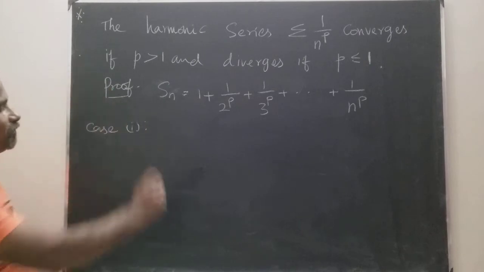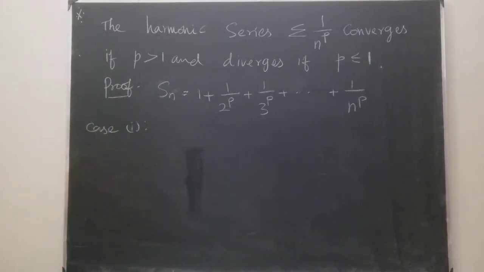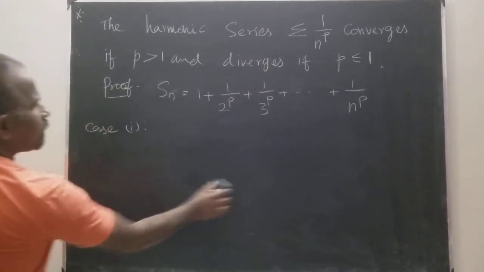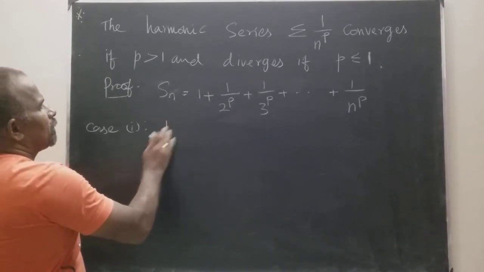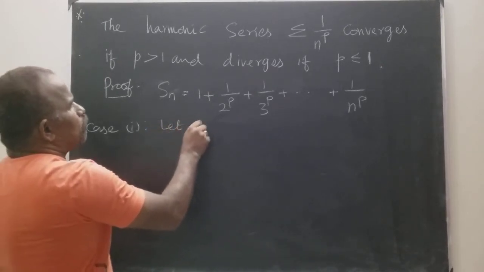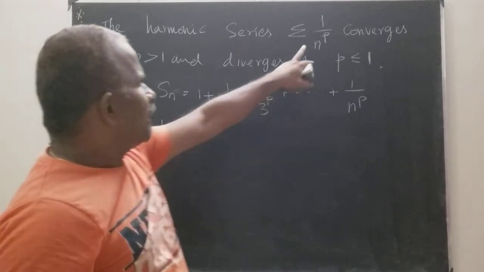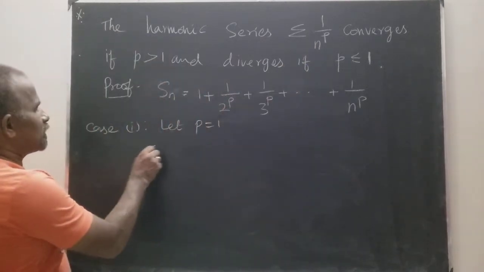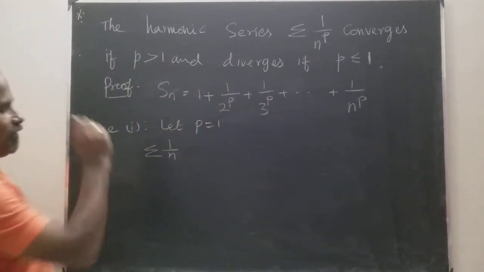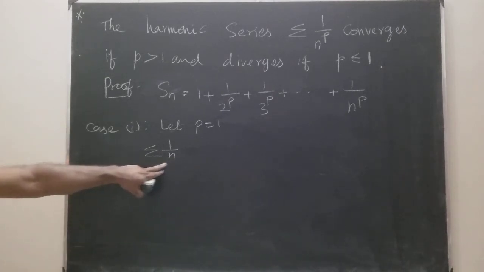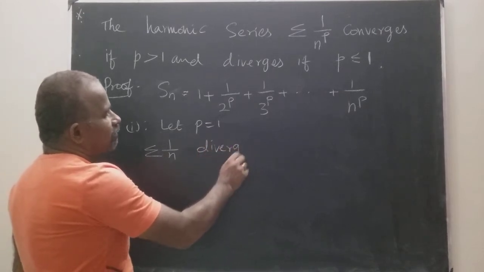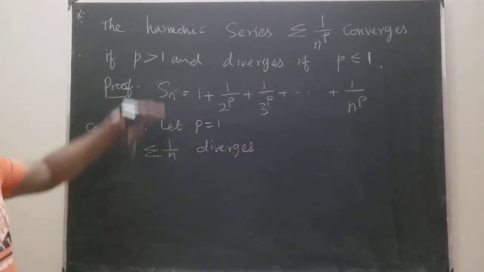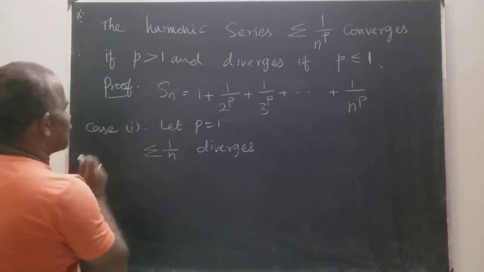Case number 1. Let p is equal to 1. The series becomes sigma 1 by n. We know that this is a very famous series. This series diverges. The first case is over.